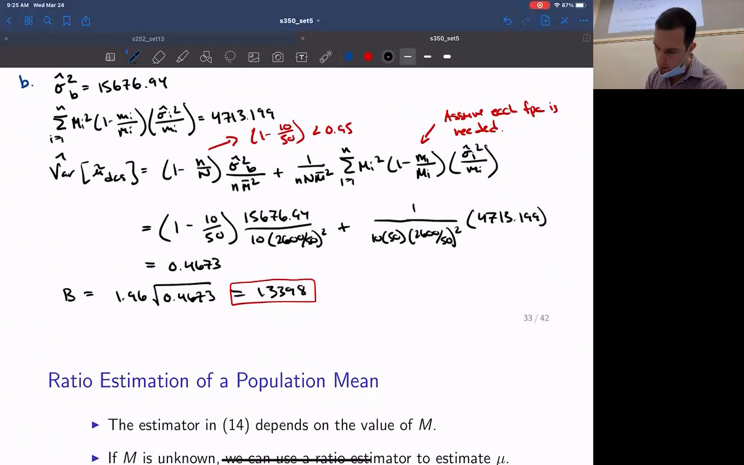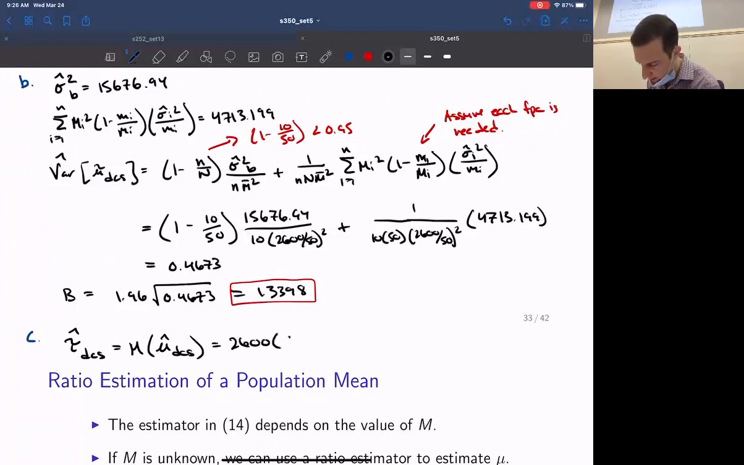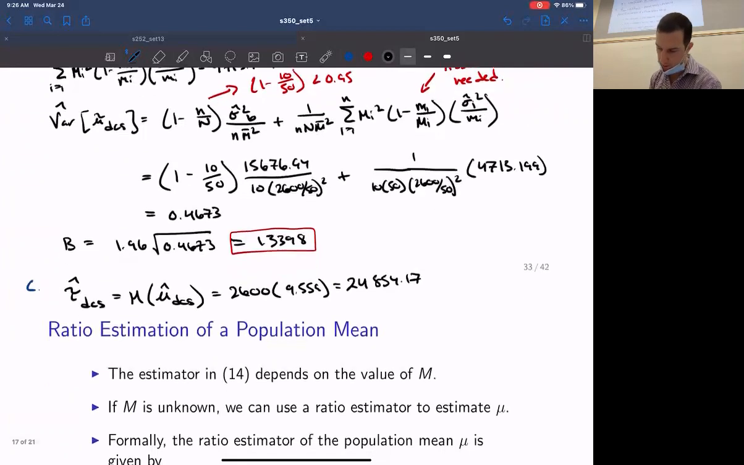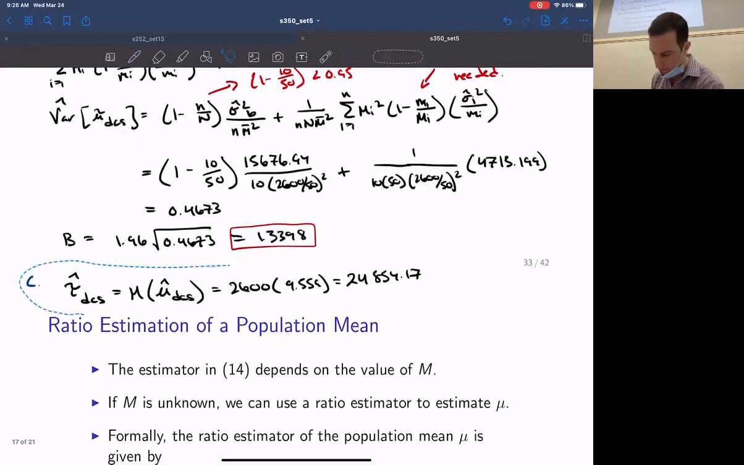All right. Okay, so the last thing that we want to do here is just estimate the population total. This is going to be quite easy given what we have below. So the estimate for the total is going to be M multiplied by the estimate for the average. So that's 2,600 multiplied by 9.559, which is equal to 24,854.17.